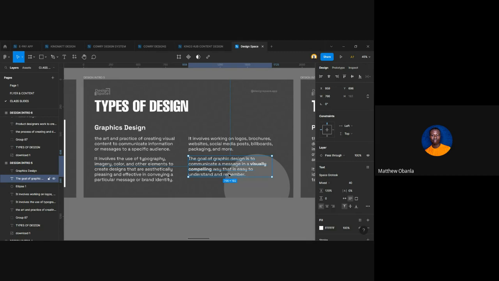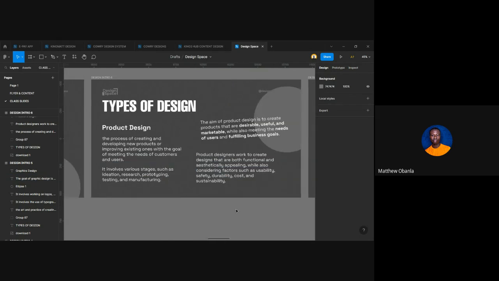So it has to be something that sticks to people's brain. Look at Indomie noodles, for instance. Imagine that Indomie noodles had not been consistent with their branding all this while. How will you get to understand that, oh, this is the Indomie noodles that we have been eating since I was young? Do you get what I'm saying? Those are things that need to be considered about graphic design.